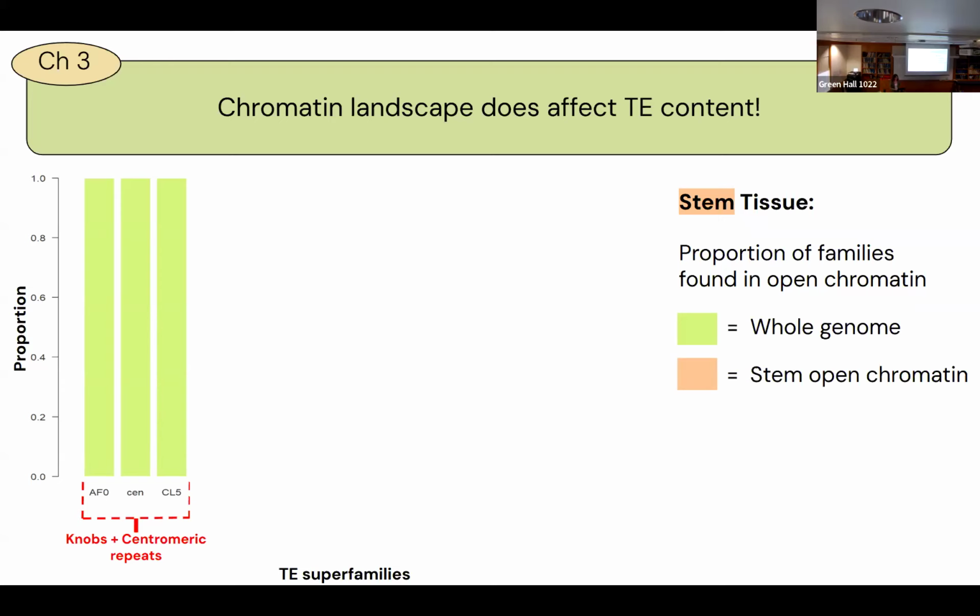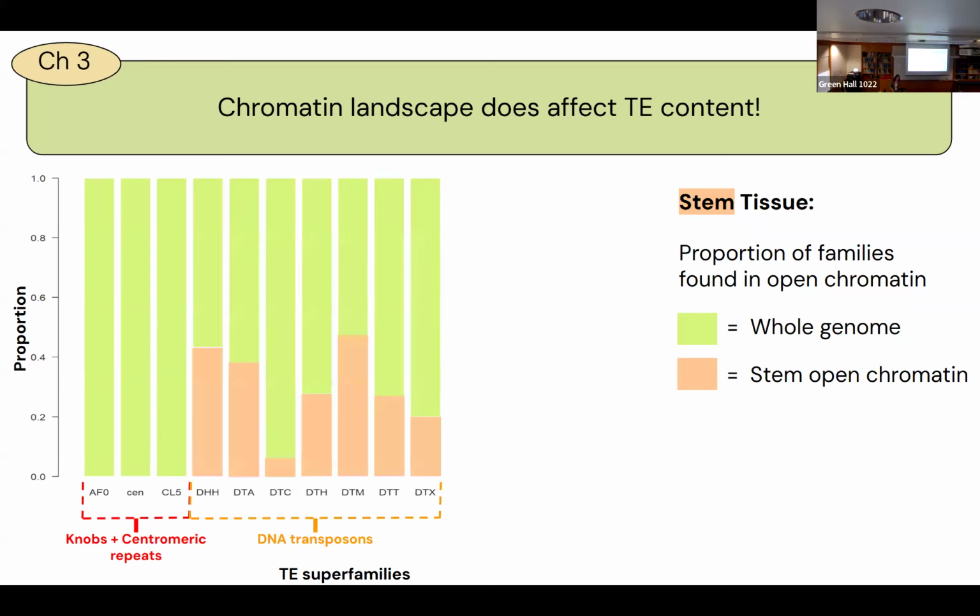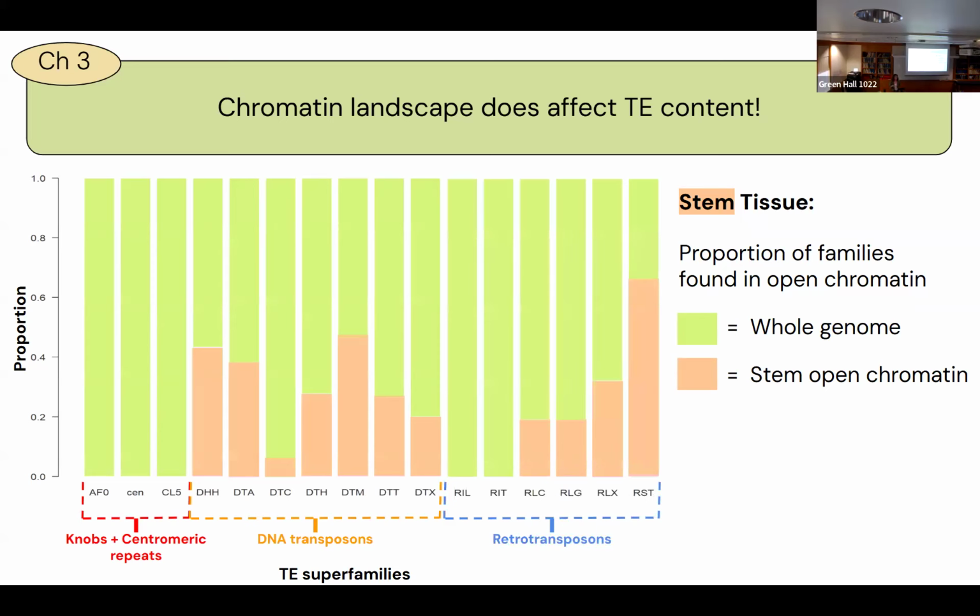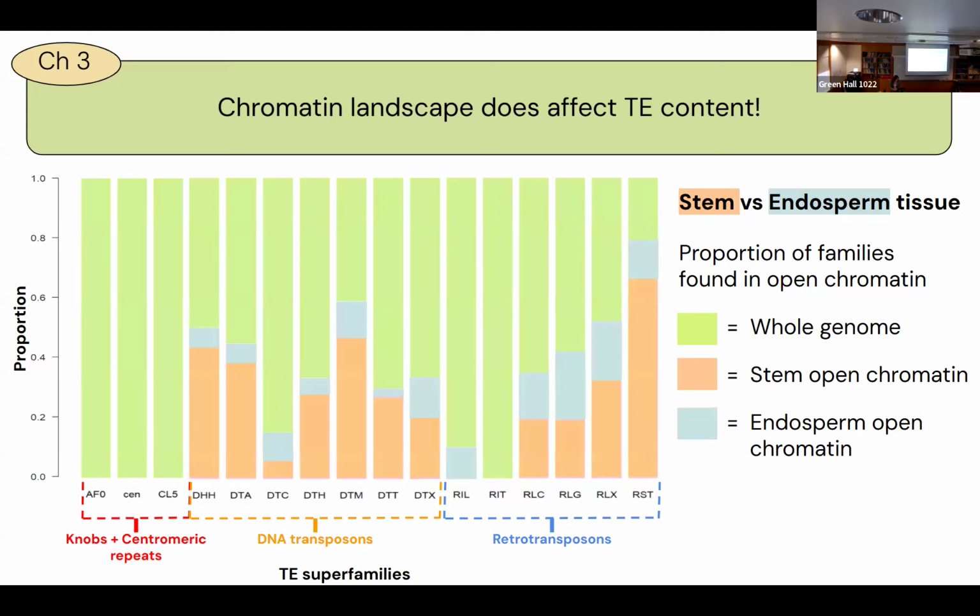They are not there. But we do see a chunk of DNA transposon families are found in open chromatin, and even more retrotransposon families are. But chromatin landscape can vary between tissue type. This is just data from stem tissue, which is vegetative tissue. What if we look at endosperm tissue?